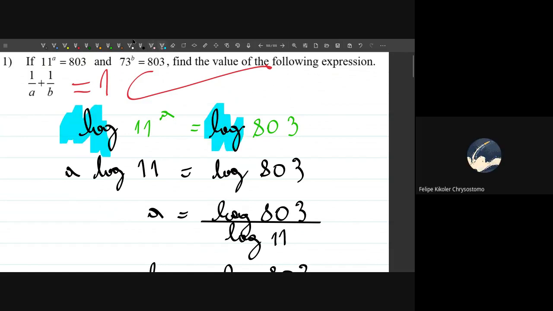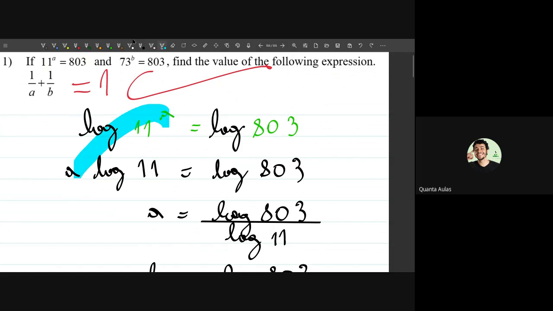The logarithm here helps us to find the value of a using properties. The a in the exponent goes down. So we have this number for a. It's a strange number, but it's a number. If you put this in your calculator, you will have a number.